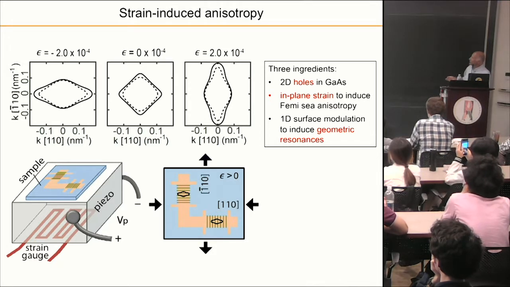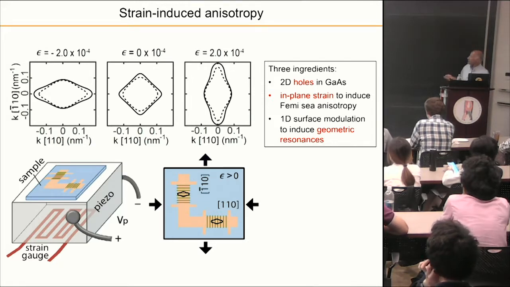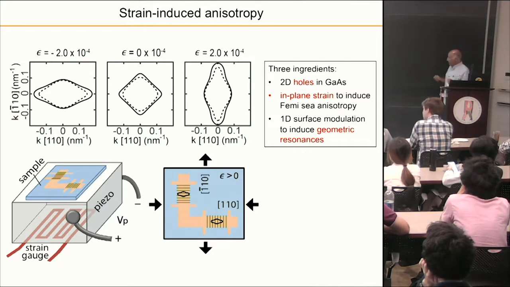So the Fermi contour clearly has a fourfold symmetry. But if we apply strain, 2 times 10 to the minus 4, so this is a small strain, but it's enough to make the Fermi contour extremely anisotropic. These are calculated Fermi contours for holes. So with strain, we can make them anisotropic, or with negative strain, anisotropic in the other direction. We're just stretching the sample.